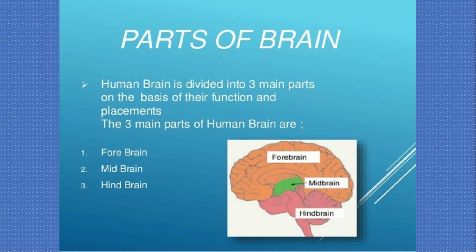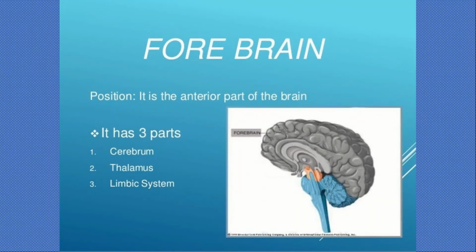Let us know about the parts of the brain. The human brain is divided into three main parts on the basis of their function and placement. The three main parts of the human brain are the forebrain, midbrain, and hindbrain. Forebrain: its position is the anterior part of the brain, that is the front part of the brain. It has three major parts: cerebrum, thalamus, and limbic system.